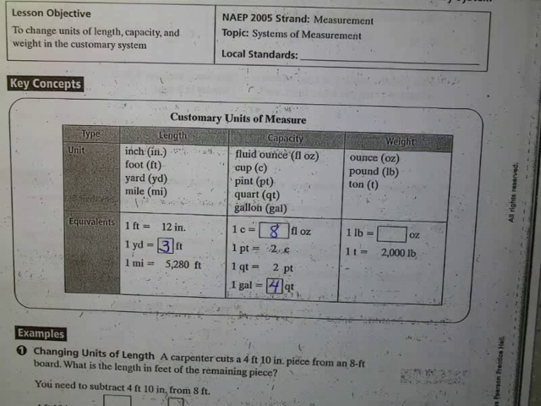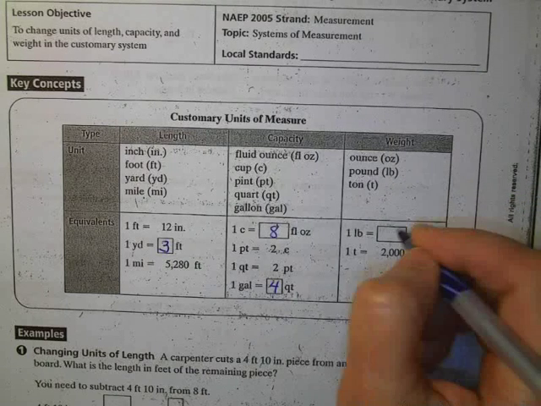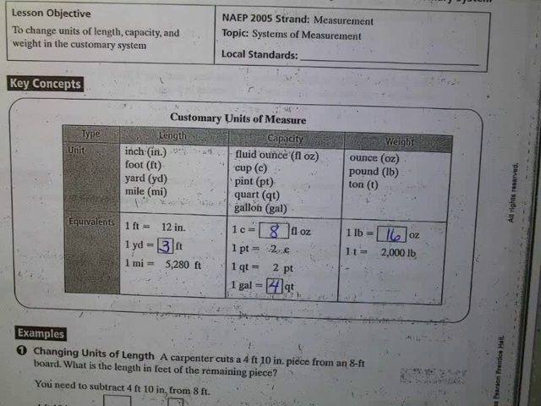Finally, we have weight: ounce, pound, and ton. 1 pound is 16 ounces. Okay, and 1 ton equals 2,000 pounds.